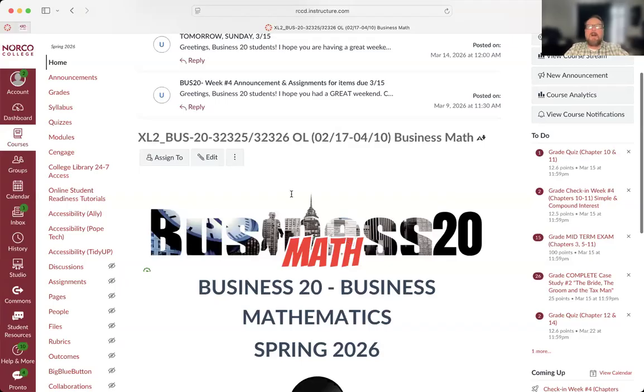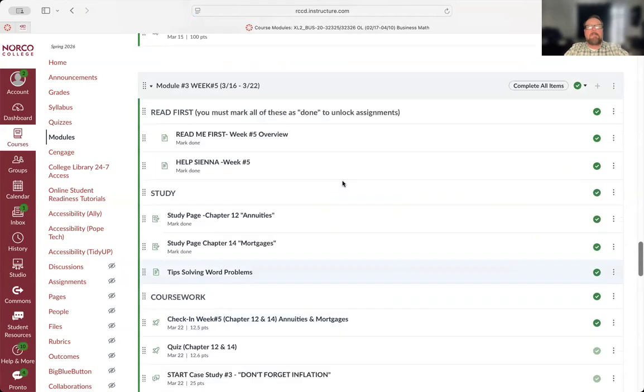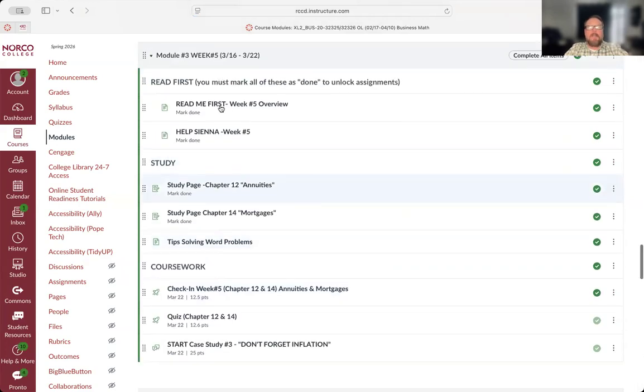So let's go take a look in Canvas real quick. And here we are in the home page in Canvas. We're in module number 3 starting today. And here we have our study module for this week. So you have a README first, once again, and a Help Session dealing with these topics. So make sure you review those and you mark them both as done. You have 2 study pages as well, one on annuities and one on mortgages. So I would work through all of the annuities ones, and I would work through all of the mortgage ones.